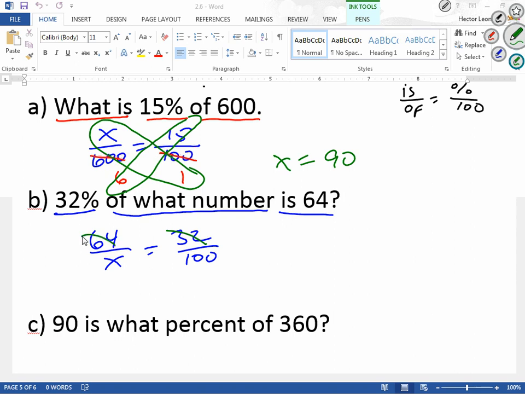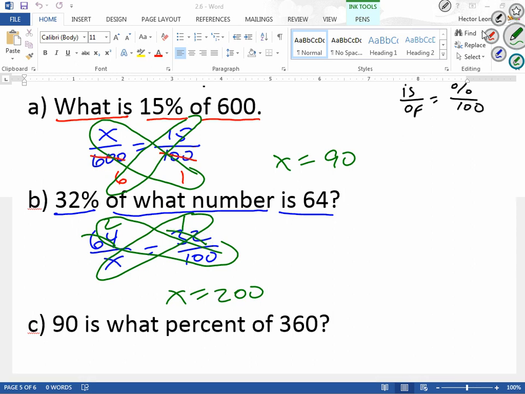32 and 64, right? Side to side, I'm going to divide each by 32. So this is 1, this is 2. Now when I cross multiplied, x times 1, and then 2 times 100. Remember, you can simplify any way except the way we multiply. Since we multiply diagonal in this case, we cannot simplify diagonal.